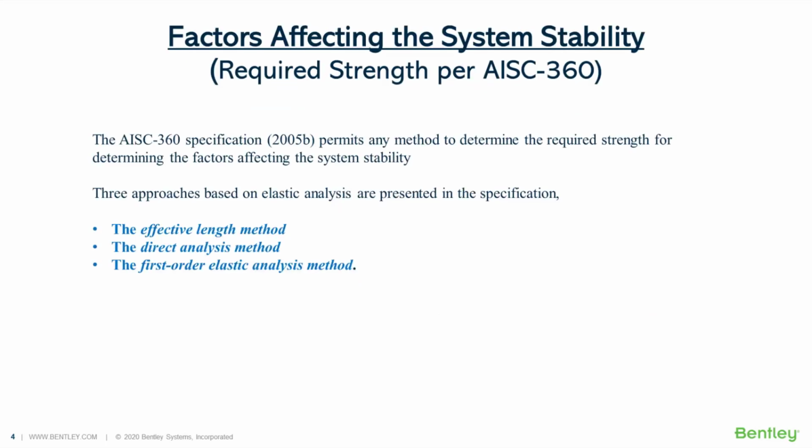So the AISC 360 specification 2005 permits the use of any method that determines the required strength accounting for these factors that affect the system stability. But the three standard approaches based on elastic analysis as specified by AISC are the effective length method, the direct analysis method, and the first order elastic analysis method. So we will discuss them in detail.